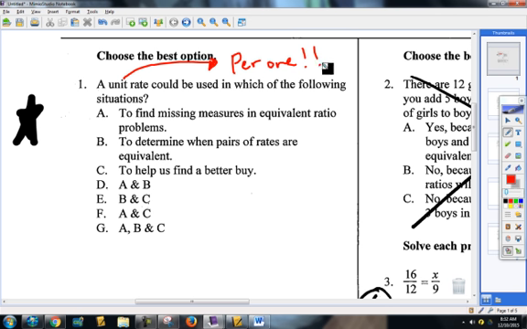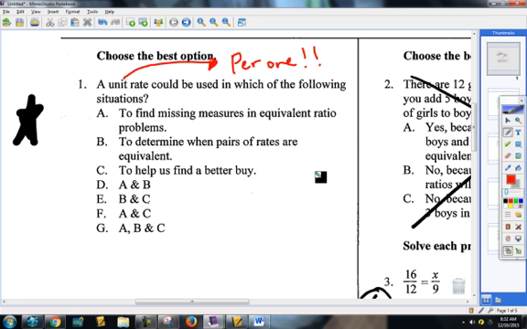So how many girls per boy? How many boys per girl? How many basketballs per player? How many students per teacher? It's all about the second label. It's one. We're doing per one. So let's think about this.